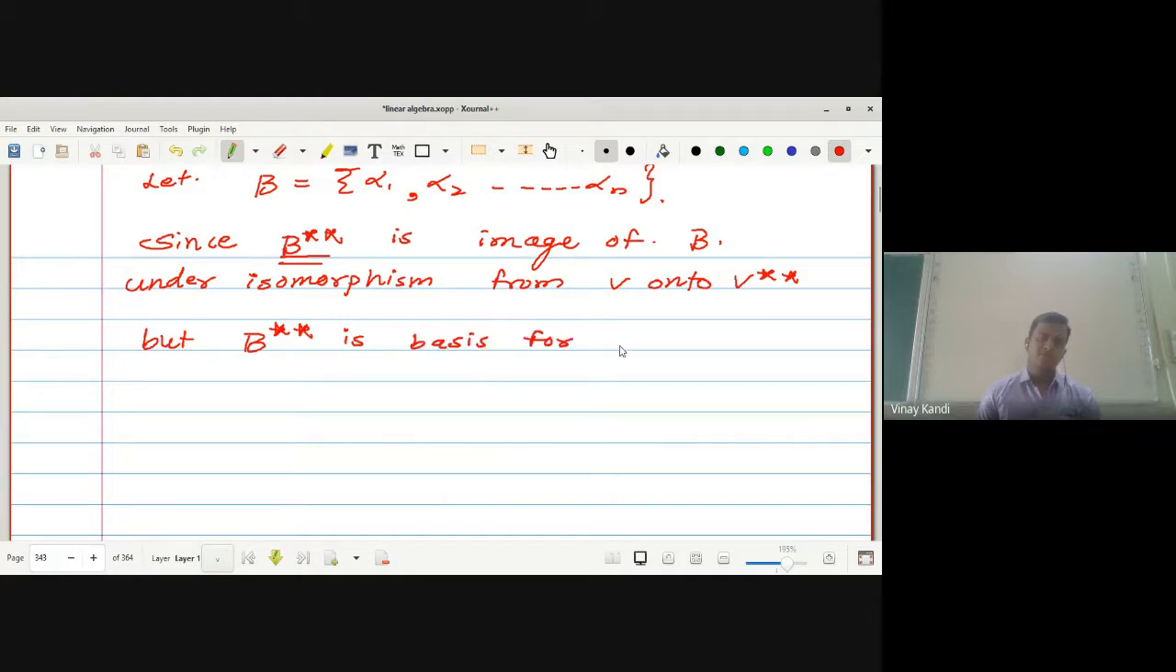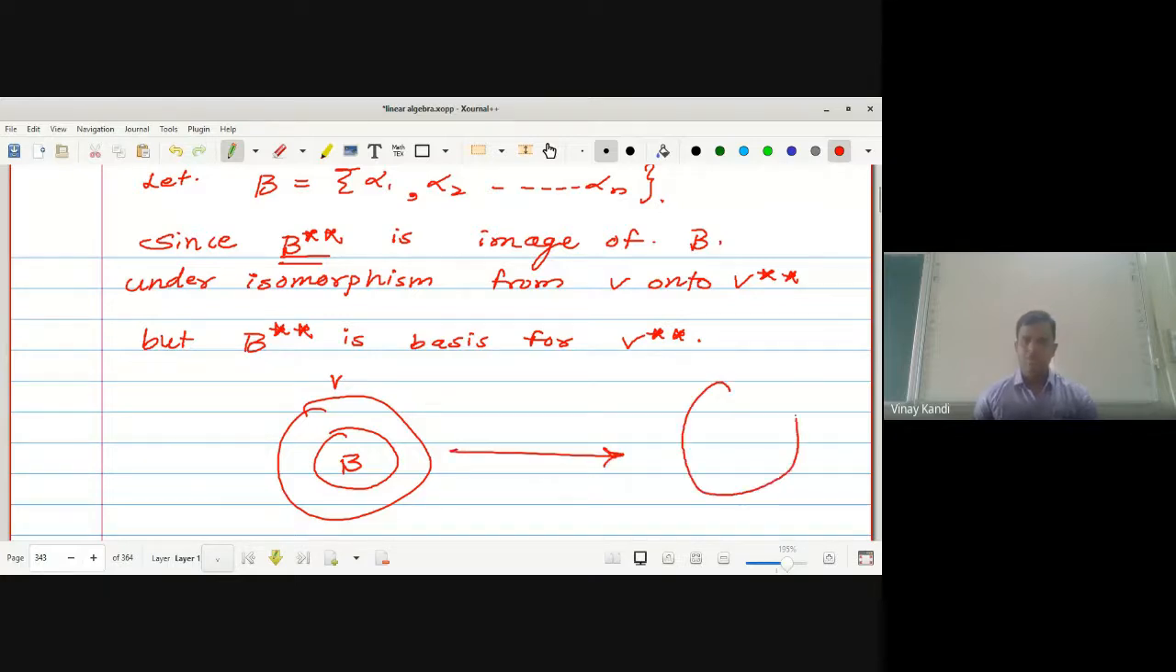म्हणजे याची प्री इमेज काय असेल? V double star is the image of V. V double star is what? V double star is image of V. हा तुमचा इथं आहे, हा असेल B. ओके, हा आहे, this one is V double star. This is the function L. Okay, this is V double star.